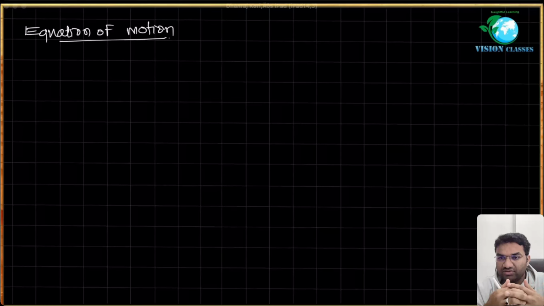If you know very well what s, u, a and t mean, and how to derive the equations, then it is very easy to solve any equation. Okay, so the motion topic covers distance, displacement, then velocity, speed, acceleration and deceleration concepts. If you have gone through them well, then this topic is easy to understand.